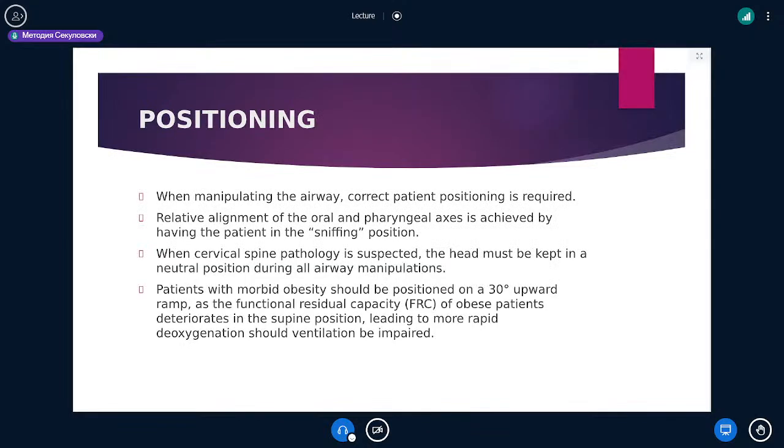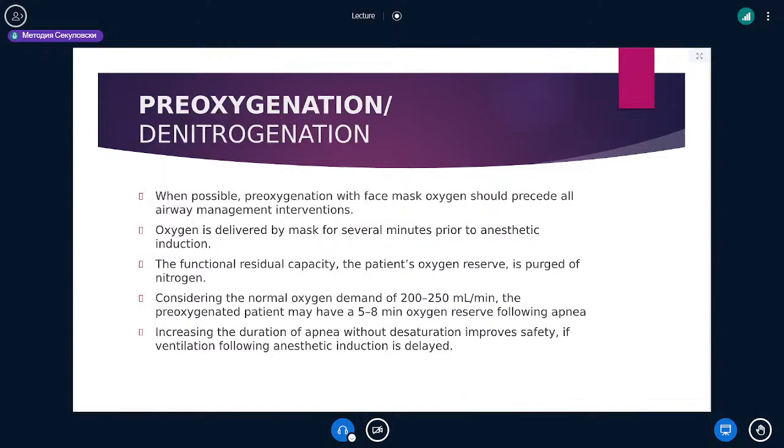And about the position, when manipulating the airway, correct patient position is required. Relative alignment of the oral and pharyngeal axes is achieved by having the patient in the sniffing position. When cervical spine pathology is suspected, the head must be kept in a neutral position during all airway manipulation. Patients with morbid obesity should be positioned on a 30 degree upward ramp, as the functional residual capacity of the obese patient deteriorates in the supine position, leading to more rapid deoxygenation should ventilation be impaired.